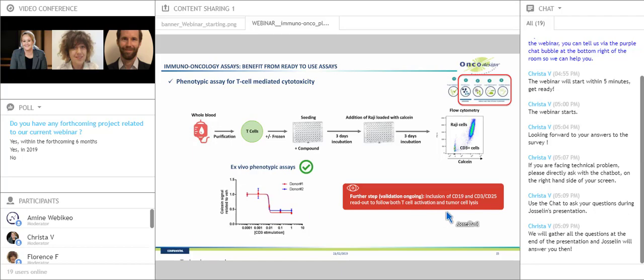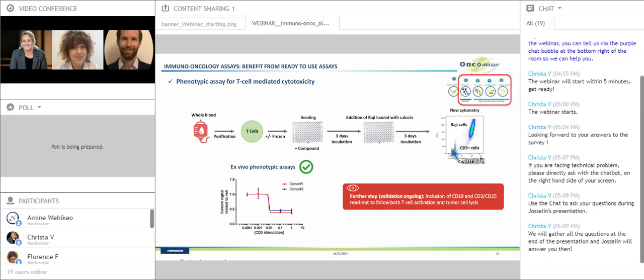Just for your information, right now we are starting to develop and validate this assay, but we changed the readout because we wanted to see either the Regi cells but also the T cell population. So we are now validating a test using CD19 to follow the Regi cells and the CD25 antibody to follow the T cells and their activation status. So you have a double readout in this assay.